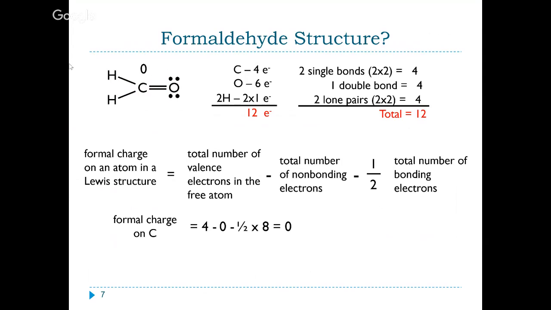We can do the same thing for oxygen. It starts with 6 valence electrons. We subtract out the 4 dots from the 2 lone pairs, and then we subtract the 2 lines, or half of 4, because there are 2 electrons per line, and that's going to give us a formal charge of 0. So which is our better structure? Well, this one here, with the double bond to oxygen, is indeed the actual structure for formaldehyde.